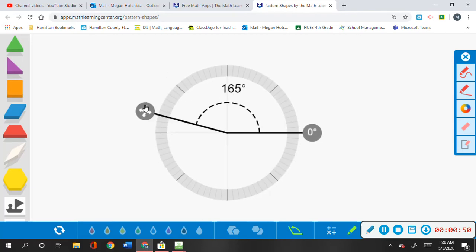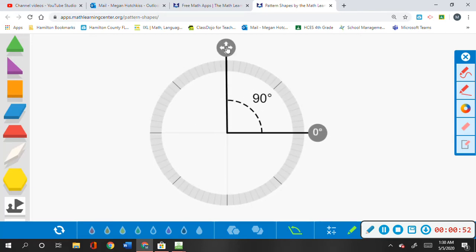We also know that 90 degrees is what we call a benchmark angle. We can use this angle to estimate the measure of other angles. And we can also use our other benchmark angle, which is our 180 degree angle that looks like a straight line.